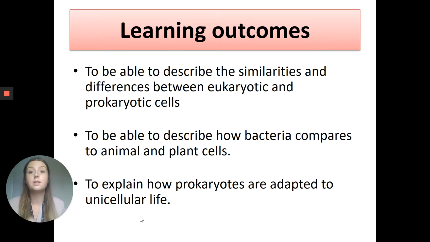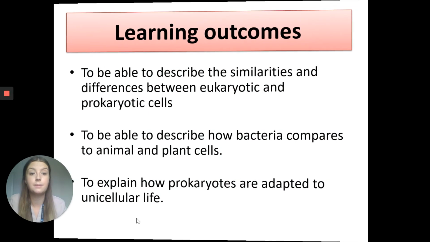Okay, so there's three things again today that we're going to look at. To be able to describe the similarities and differences between eukaryotic and prokaryotic cells, to be able to describe how bacteria compares to plant and animal cells, which hopefully we're quite familiar with if you've watched the last video, and then to explain how prokaryotes are adapted to unicellular life. If we break down that word unicellular, uni, like a unicycle, means one, and cellular, so unicellular is one cell. We're going to see how they're adapted to that.